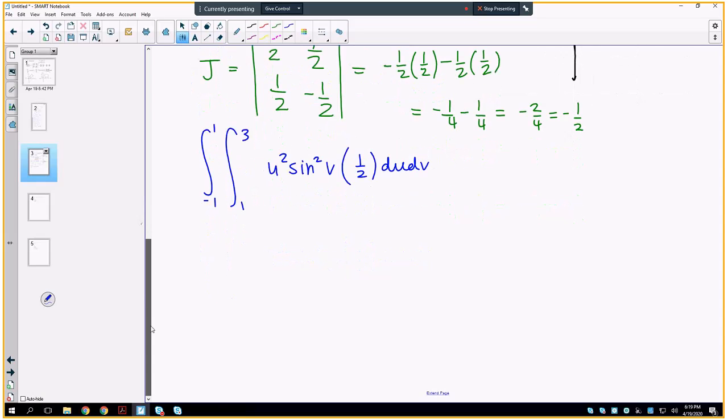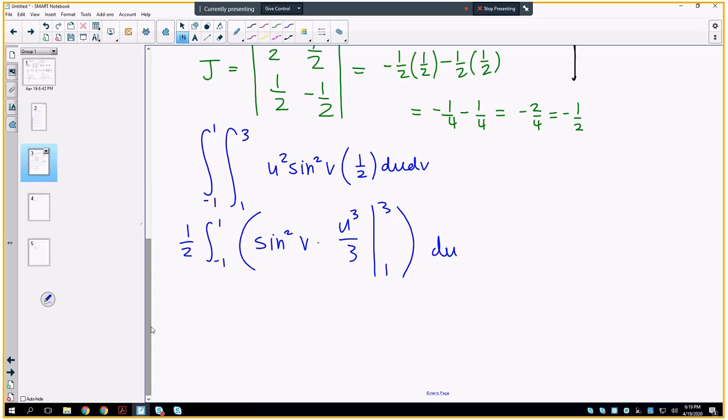Since I'm first finding my antiderivative with respect to u, I can treat v as a constant. I can also pull 1/2 out in front. So this becomes 1/2 integral from -1 to 1 of sine squared of v times u cubed over 3, evaluated between 1 and 3. And that's going to be dv, of course.